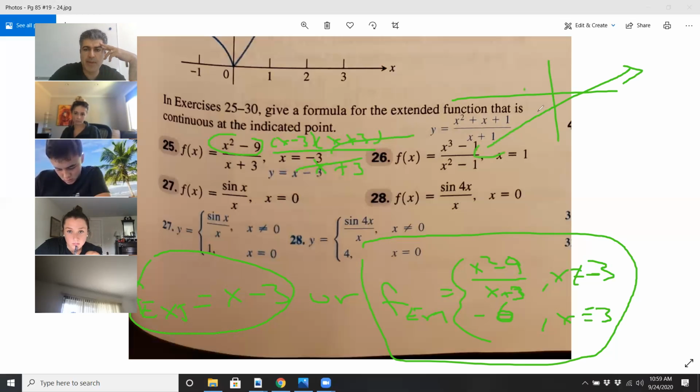At x equals negative 3, it's going to be filled in right here. Now, technically, this is what should be happening. But because you want to make it continuous at that point, that's why we either write it as a piecewise to fill in the hole, or just write x minus 3, because that is what it is. It is x minus 3. So we could do it one of two ways.